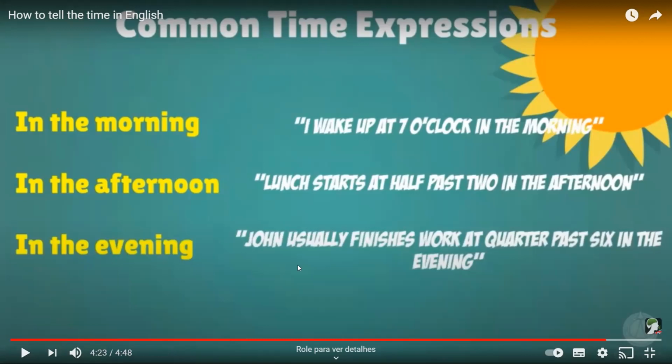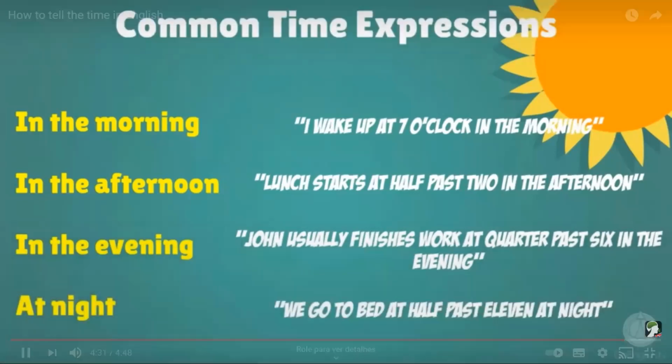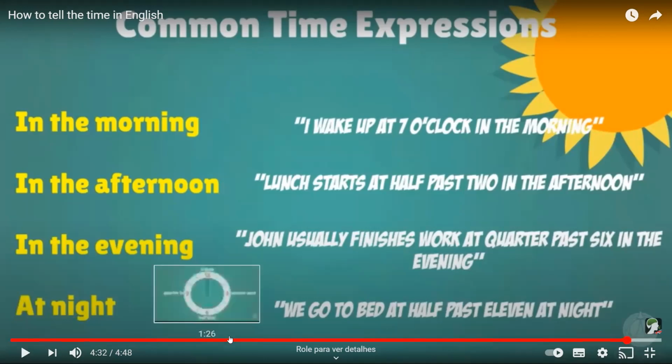Now, in the evening, John usually finishes work at 6:15 in the evening. John usually finishes work at 6:15 in the evening. So here, guys, we can say quarter or we can say a quarter. Both are correct, okay? Now here, with the expression at night, we can say, we go to bed at 11:30 at night. We go to bed at 11:30 at night.